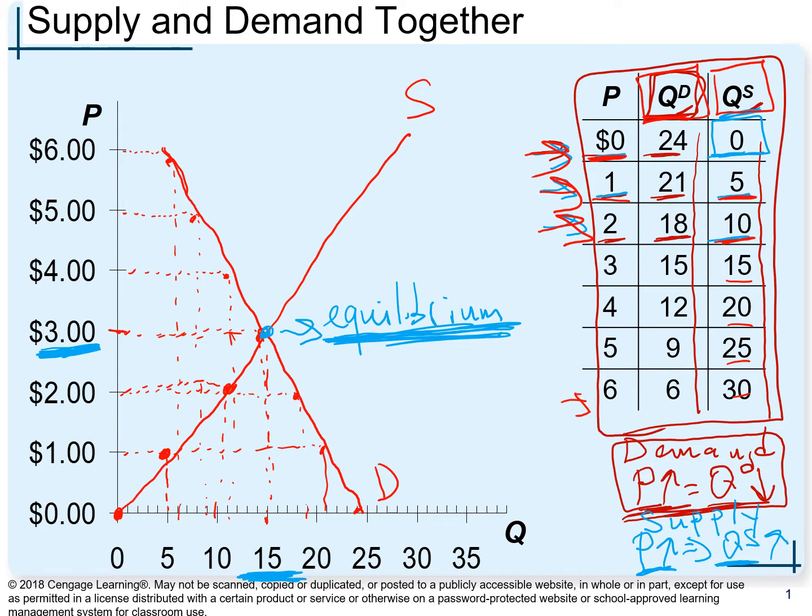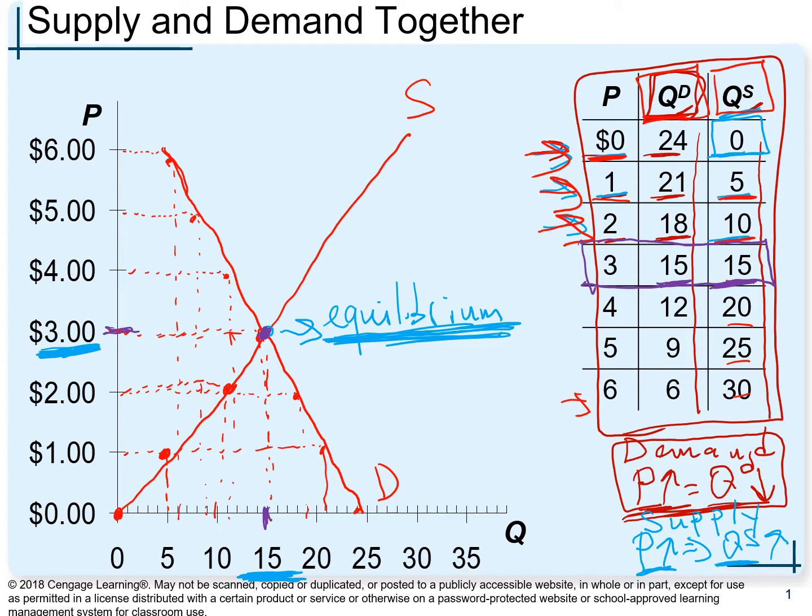So guys, just look at this table again. Do you see when the price is equal to 3, our quantity demanded and quantity supplied are the same? So we exactly met at this point at a quantity of 15 and the price equal to $3, supply and demand, they equal.